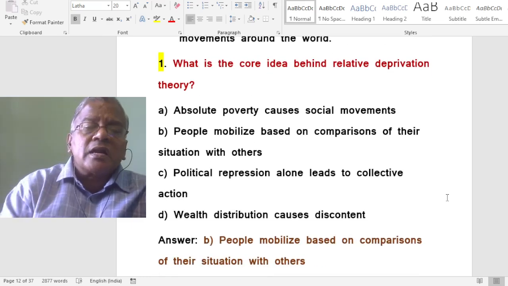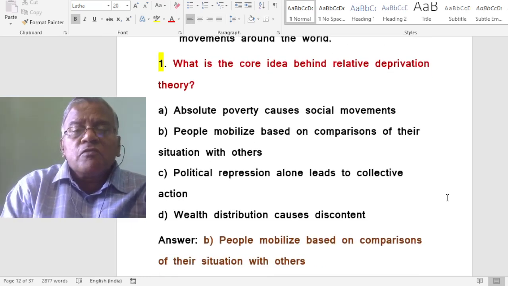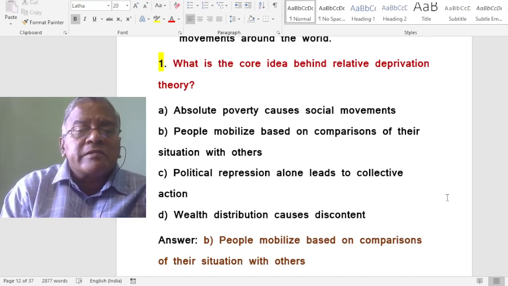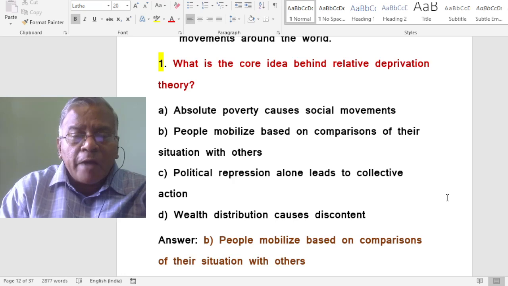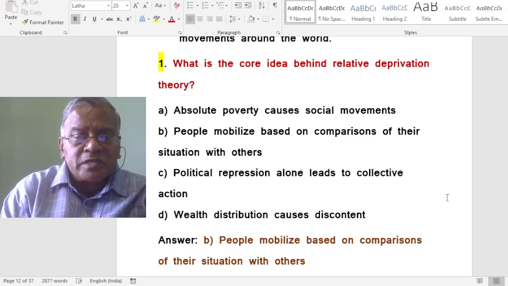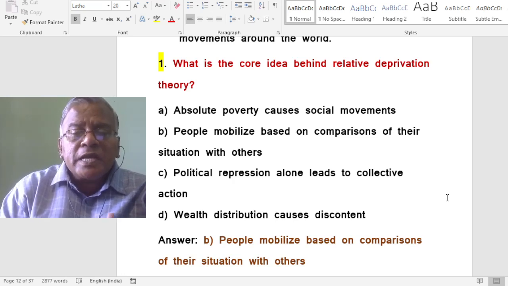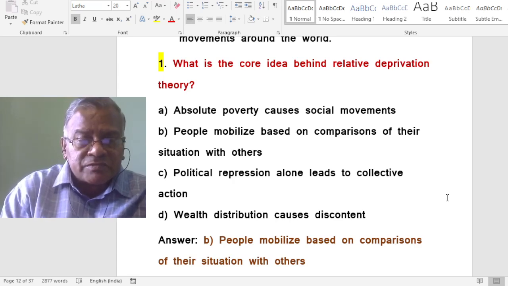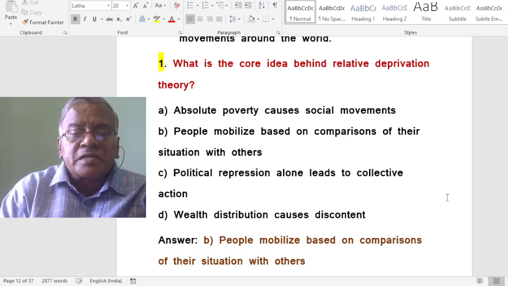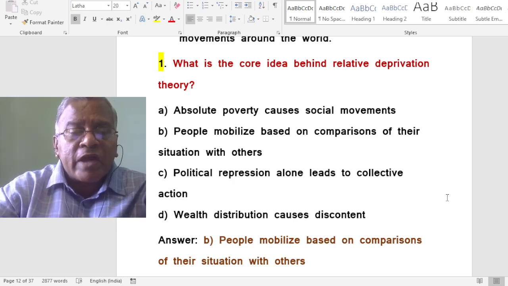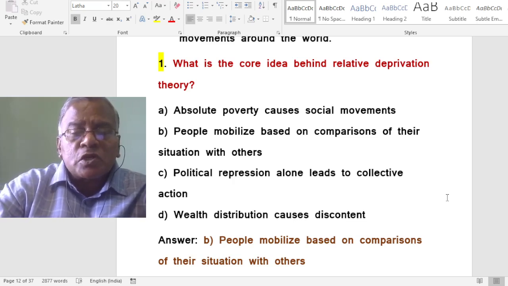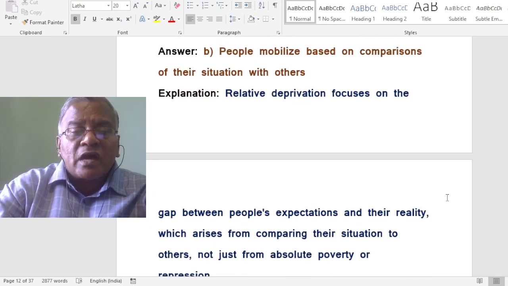Now, let us analyze some of the important questions. What is the core idea behind relative deprivation theory? A. Absolute poverty causes social movements. B. People mobilize based on comparisons of their situations with others. C. Political repression alone leads to collective action. D. Wealth distribution causes discontent. So what is the correct answer? People mobilize based on comparisons of their situation with others.